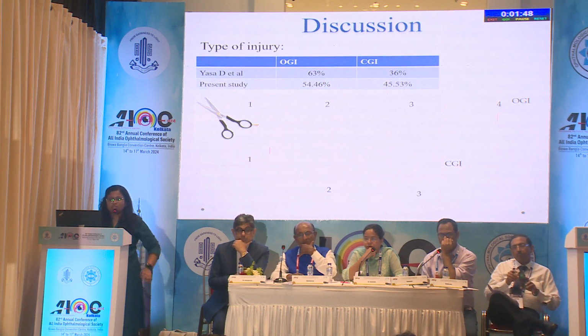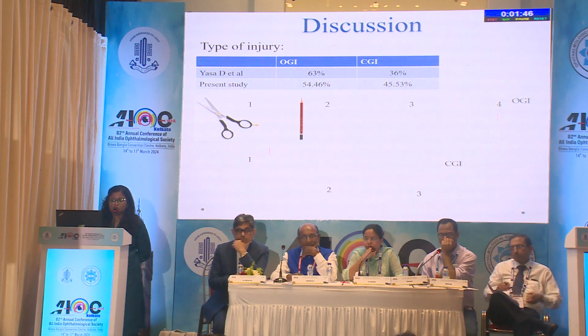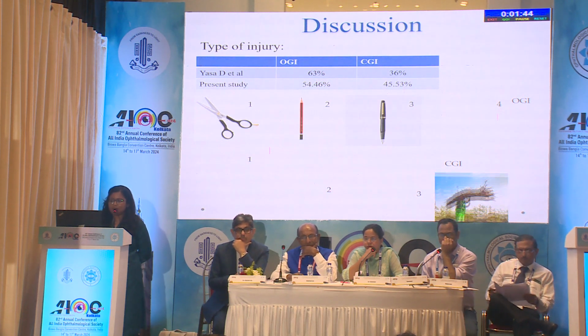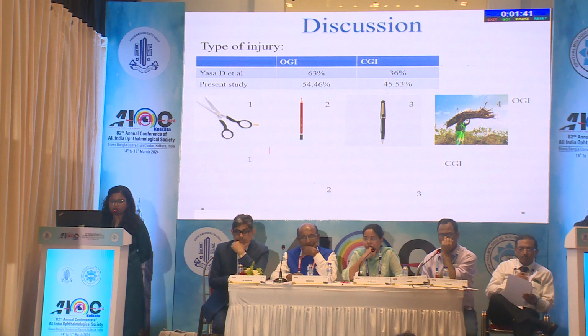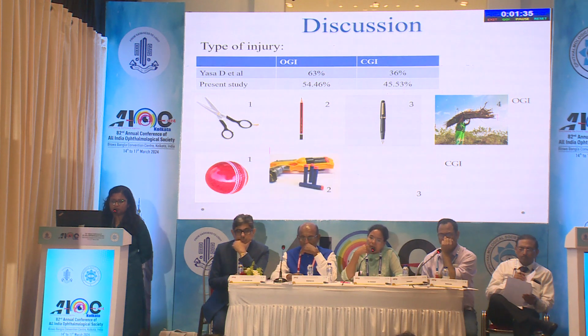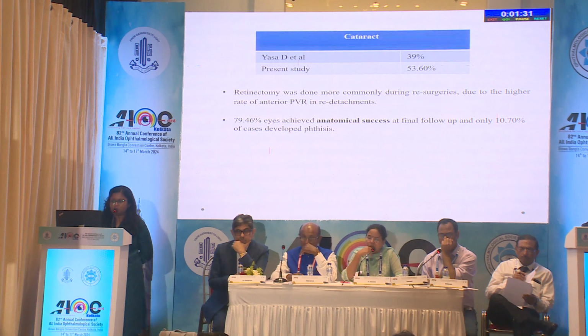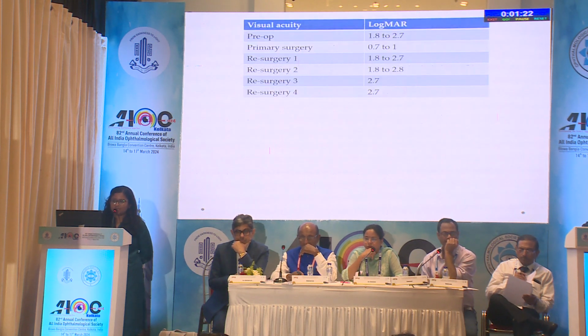The most common cause of open globe injury in our study was scissors, pencil, pen, and stick injury. For closed globe injury, the most common causes were cricket ball, nerf guns, and playing gilli danda. Retinectomy was most common in resurgeries. Anatomical success was achieved in 79.46% of cases, and 10% of cases developed phthisis bulbi.